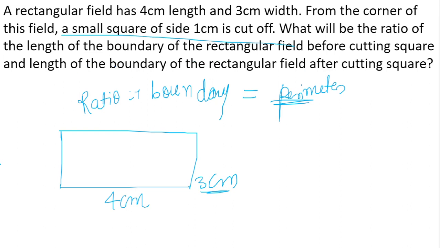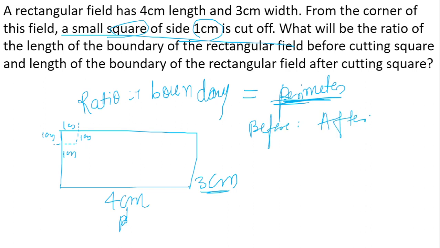Small square shape. Field is rectangular and the piece that we are cutting out from here is again 1 centimeter, 1 centimeter, 1 centimeter, and again of 1 centimeter. The sides are same because the shape that we are cutting is square. Now, what will be the ratio of the length of boundaries? It means what will be the ratio of perimeter of the rectangular field before cutting the sheet and after cutting the sheet. As I have told you, the perimeter is not going to change, hence the ratio will be 1:1.